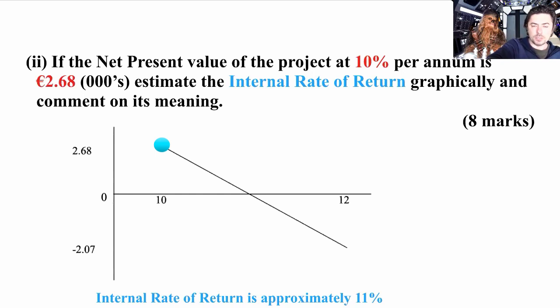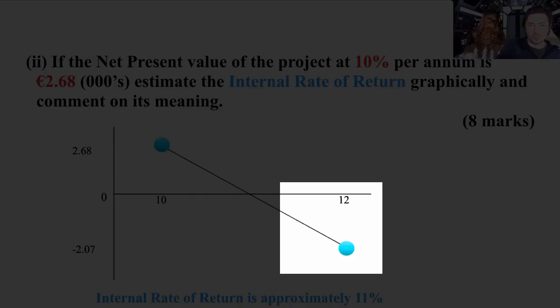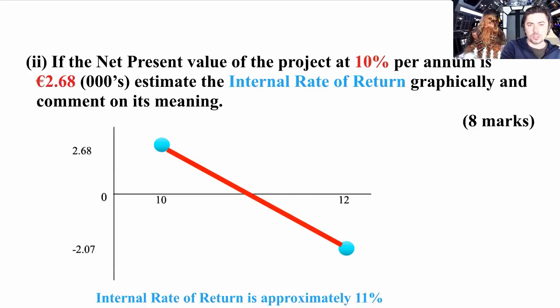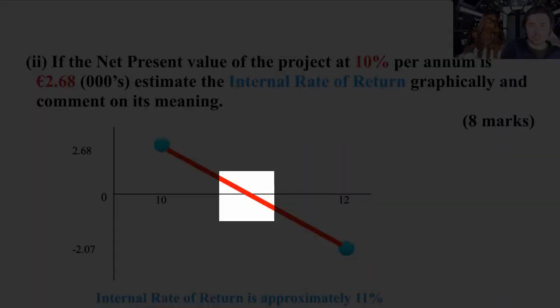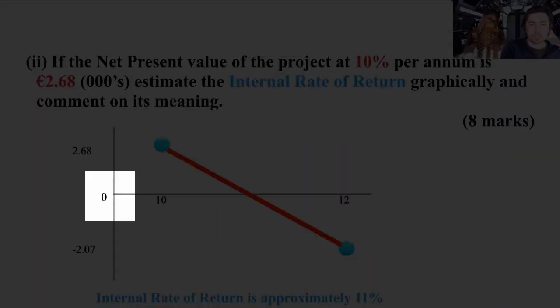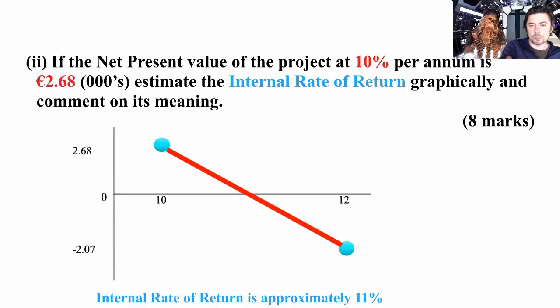Likewise, in the previous example, we calculated at 12% a net present value of negative 2.07. So if you can visualize a point that connects 12 and minus 2.07, and connect those two points with a straight line, what you're looking for is where the line intersects the x-axis. That gives us a net present value equal to 0. When the net present value is 0, your internal rate of return is approximately 11% where that intersection occurs.